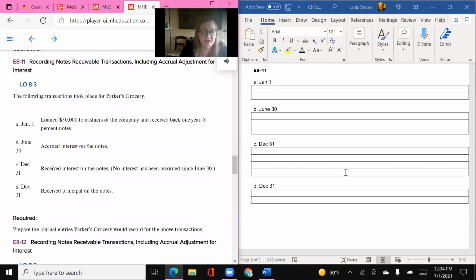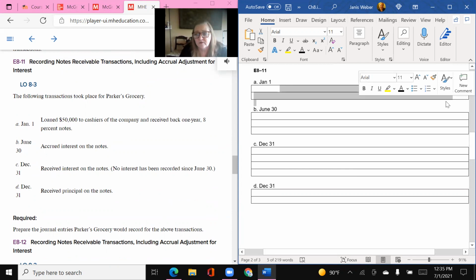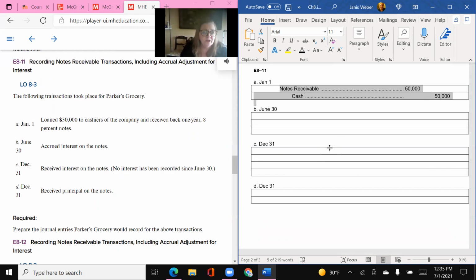Okay, so the first thing that happened is we loaned $50,000 to the cashiers of the company and received a note in exchange. So this is just a note receivable, credit cash because we gave them money. Then accrued interest on the notes on June 30th. On January 1st, we issued this note, and it's an 8% note. And then June 30th, we're going to do a financial statement. So we had to true up our balances.